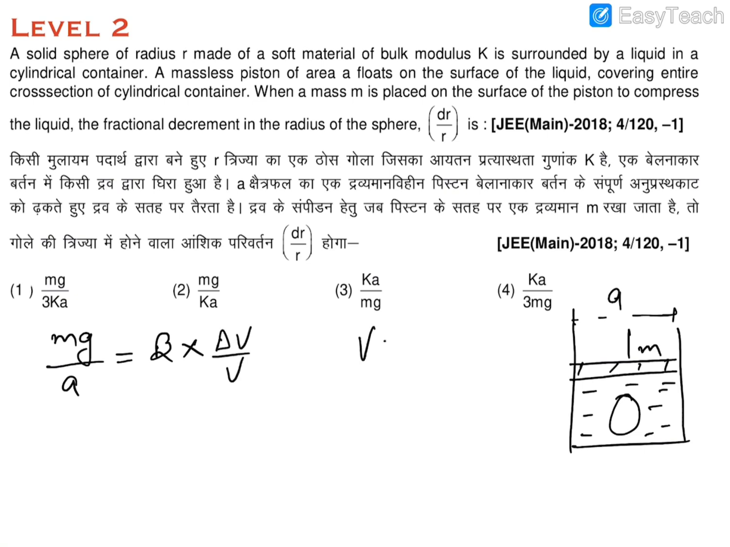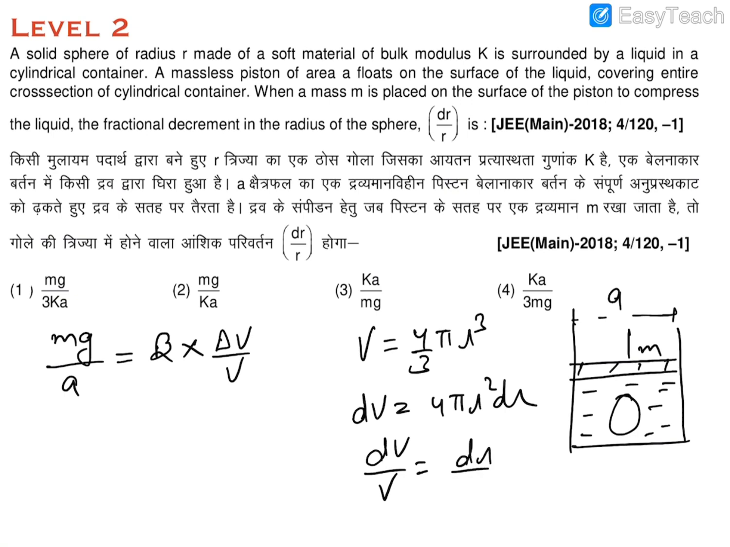Now we know that the volume of a sphere is 4 by 3 pi r cube. So dV will be equal to 4 pi r square dr. I have differentiated this one. So dV by V will be equal to 3 dr by r. You can see that dV by V is equal to 3 dr by r.